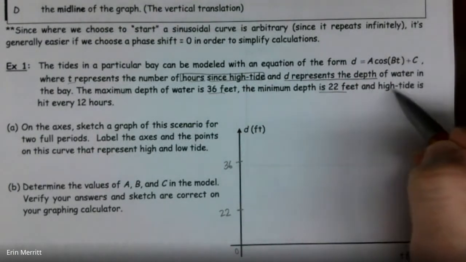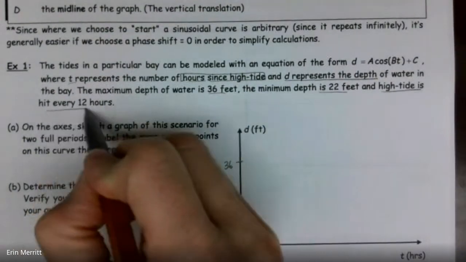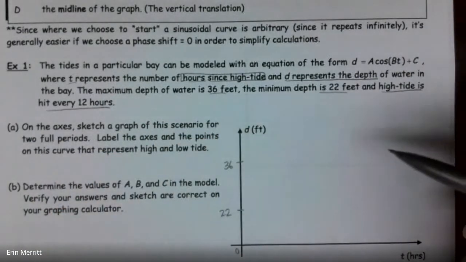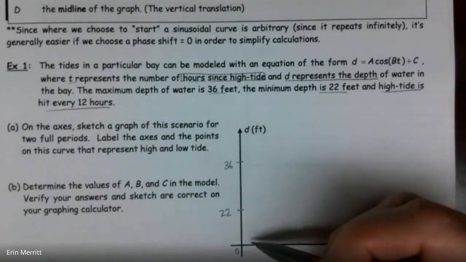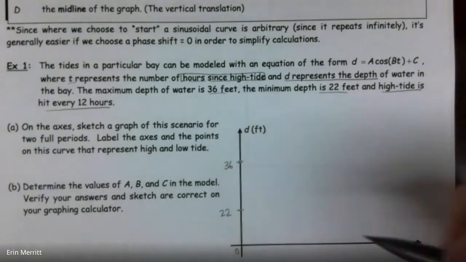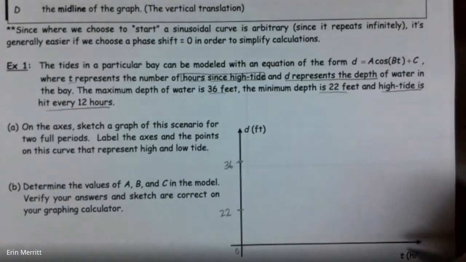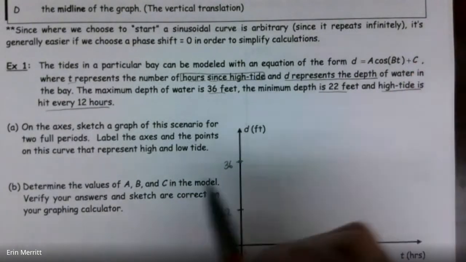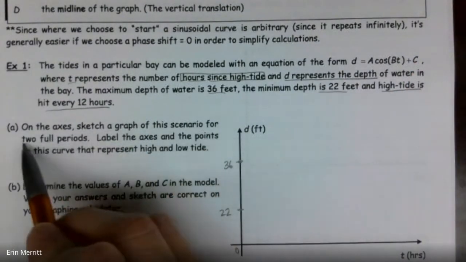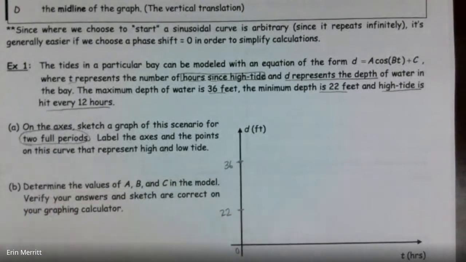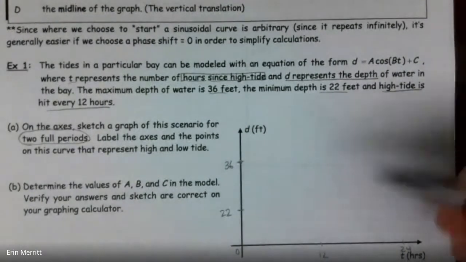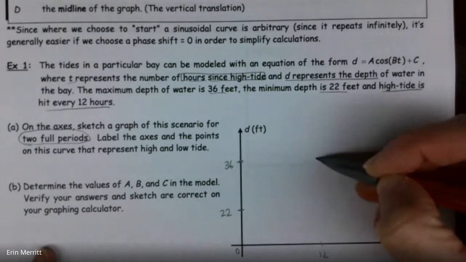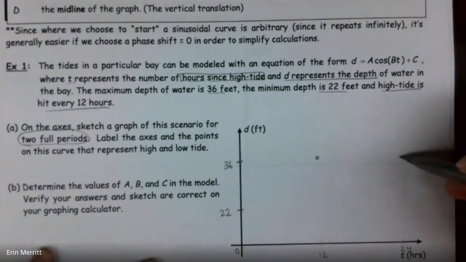It does say that high tide is every 12 hours. So since it's the number of hours since high tide, we'd want to start at a high tide. So start the water as deep as possible. And then we're going to finish at 12 hours. Now, before I get too far into it, it does say over here, sketch a graph for the scenario for 2 full periods. So normally I would say that we just need to go to 12, but we have to go to 2 periods. So we're going to go to 24. So high tide here at the 12-hour mark, and then again at the 24-hour mark.